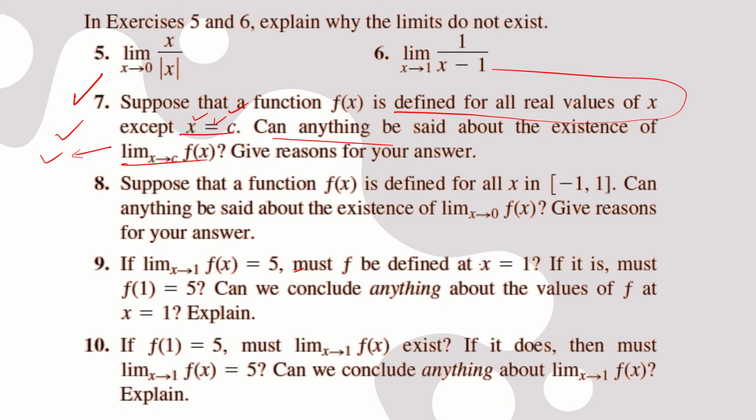The same thing here. It says that this function is defined in the interval -1 to 1, right? And it is defined everywhere. It means it is also defined at x equal to 0 as well. So what about the limit at that point? Again, we cannot say anything about the limit at that point.